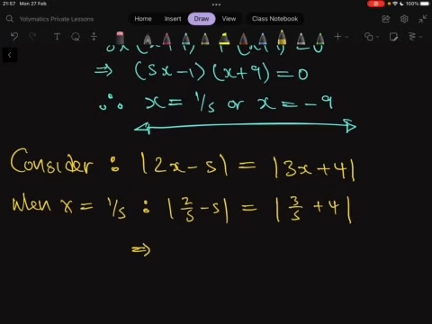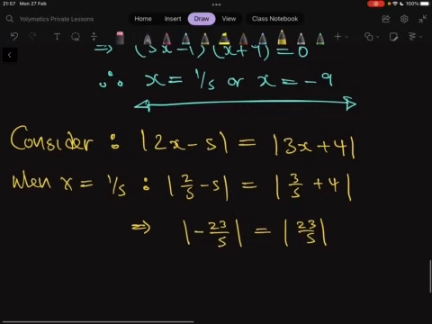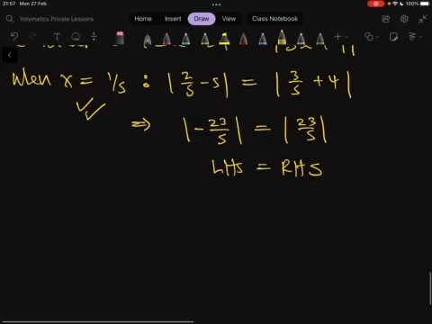If you simplify on the left hand side, you'll get negative 23 over 5, and on the other side you'll also get 23 over 5. Since we know that the absolute value will cancel the negative, we can see that the left hand side and the right hand side are fine. So this one checks in correctly. Now let's check if the other one also checks in correctly.